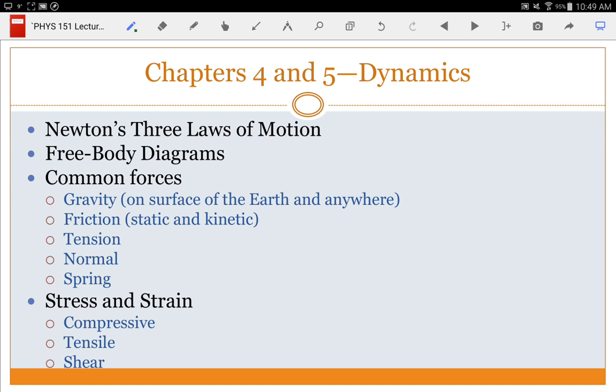Moving on to chapters 4 and 5. Look, I combined 2. Chapters 4 and 5 is where we talked about dynamics, the reason things move. So for dynamics, we had Newton's 3 laws. That's really what dynamics is about. It's about Newton's laws and forces. Forces, you better know force is anything that pushes or pulls. Is a force a vector or a scalar? It's a vector.